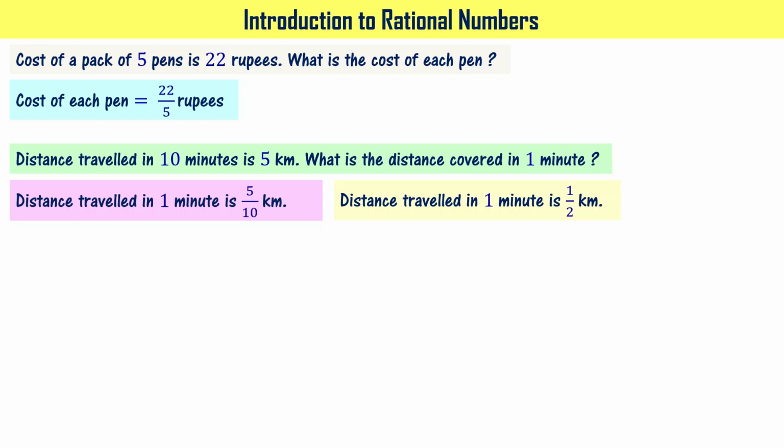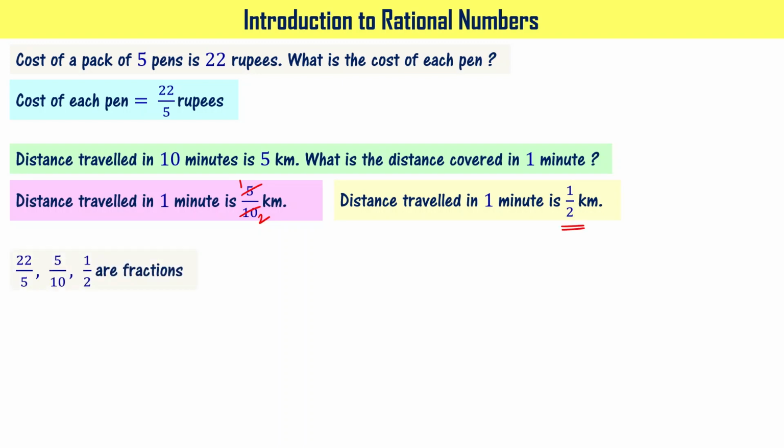The reason is that once you simplify this 5 by 10, this is 1 and this is 2, right? I have divided both the numerator and denominator with number 5. So you get 1 by 2 kilometers, right?